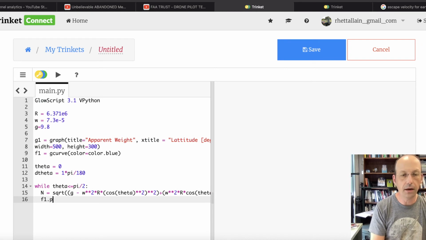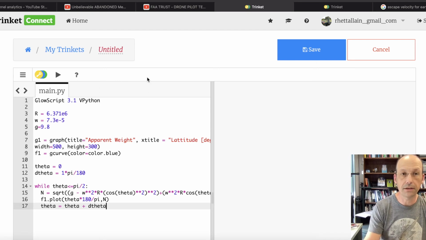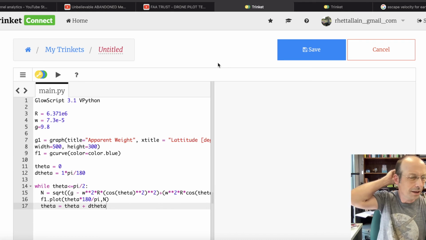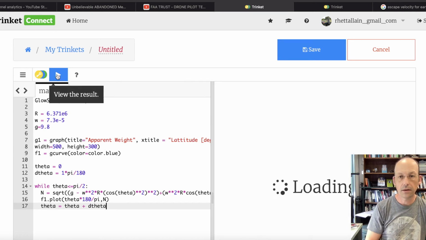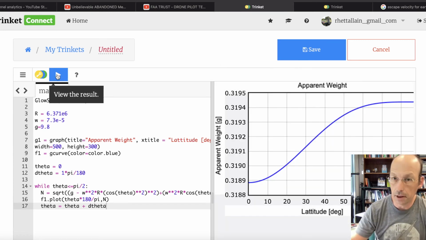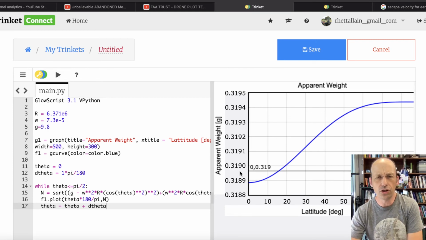So I can say F1 dot plot the theta times 180 over pi, because I want it in degrees, versus N. And now I'm going to increase my value of theta. Theta equals theta plus d theta. If this works, I'm going to be super surprised, because I feel like I made an error somewhere. I should save it. I don't know why it's been taking forever to save, but let's just run it. Oh, well, that worked. Okay, apparent weight in G's.